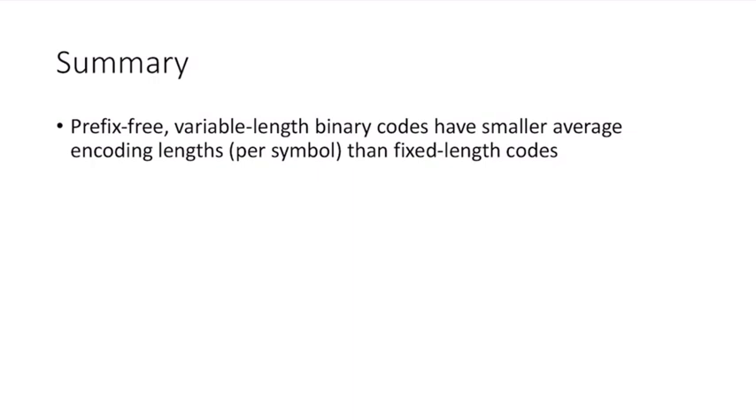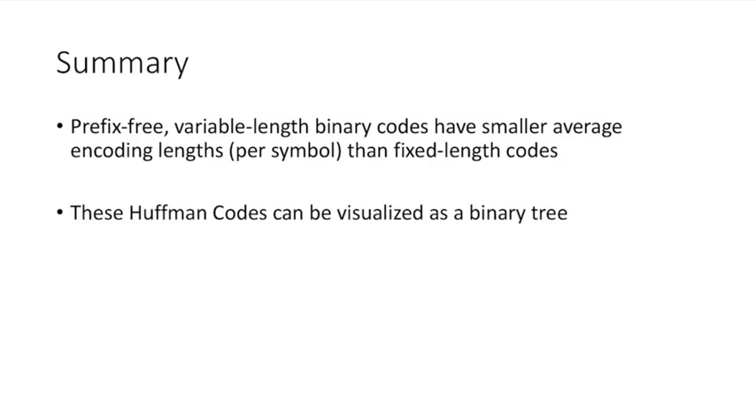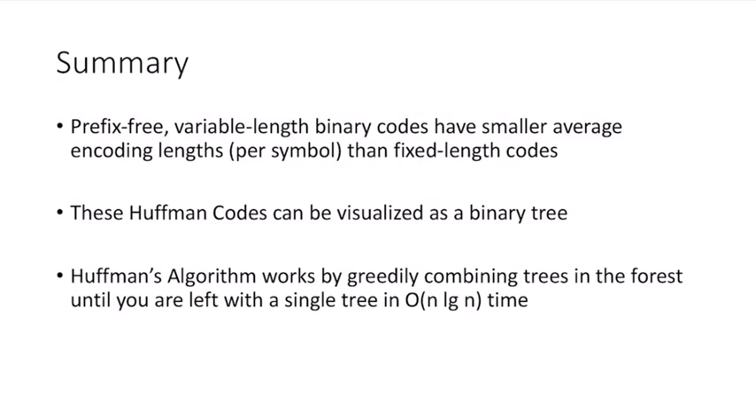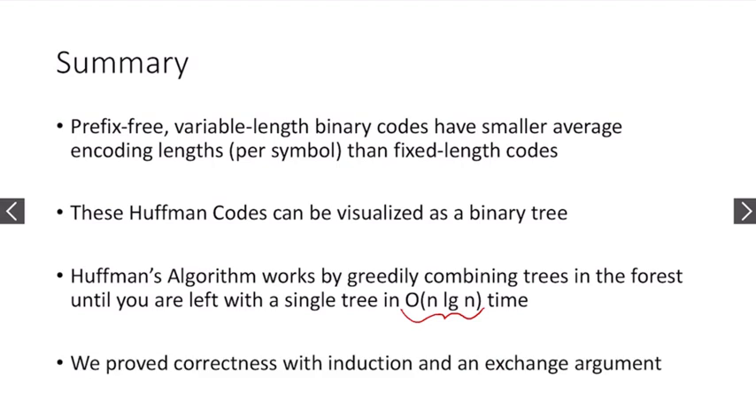Okay, so here's our summary. A prefix-free variable length binary code will have a smaller average encoding length than a fixed length code. That's assuming that you have varying amounts of frequencies per symbol. Well, Huffman codes can be visualized as a binary tree, and Huffman's algorithm works by greedily combining trees in the forest until you're left with just a single tree, and it does so very fast. Just longer than linear time, so big O of n log n. And then finally, we've proved correctness of our Huffman algorithm using an induction proof and an exchange argument.